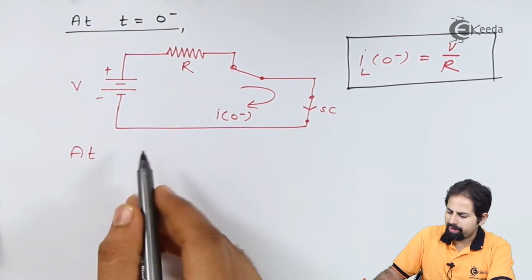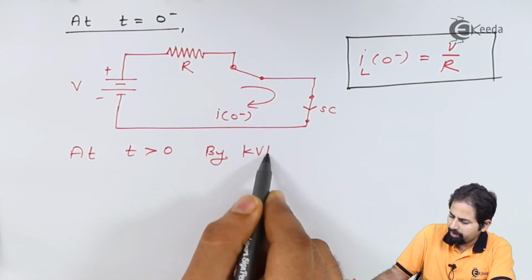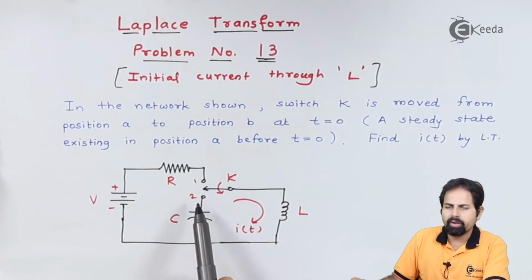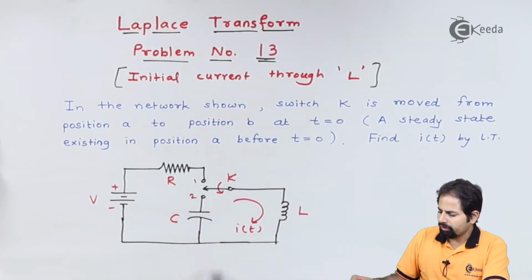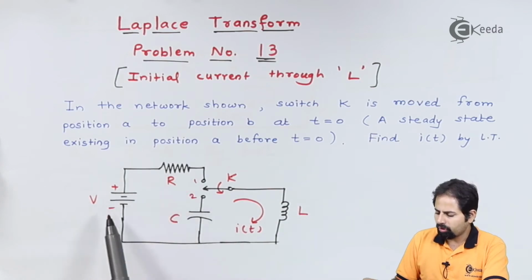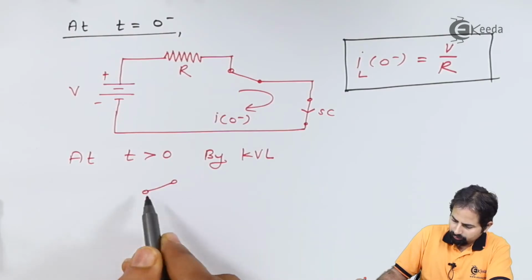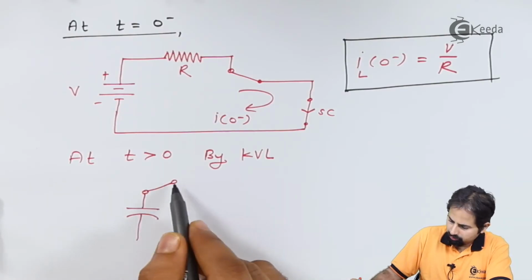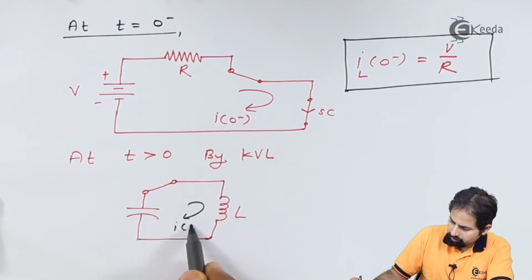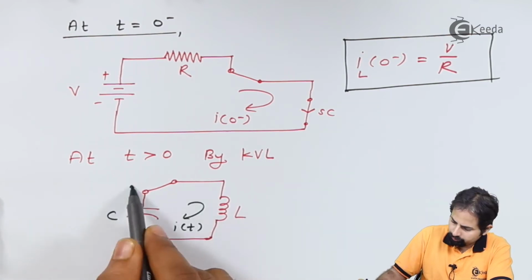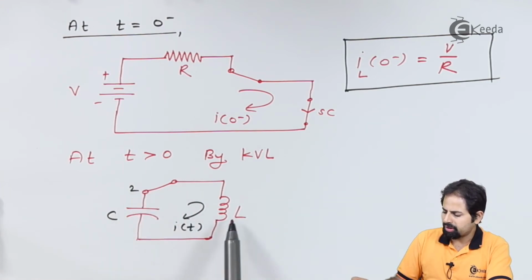Now as our normal practice, we'll write the equation for t greater than 0 and we will apply KVL. For that, the circuit that should be considered will be this, because the switch will be at position 2. So we'll draw only this right side part. We'll not draw this voltage source and resistance. So capacitor and inductor only will come. So this is the required circuit. Switch is at position 2. There is capacitor, there is inductor.